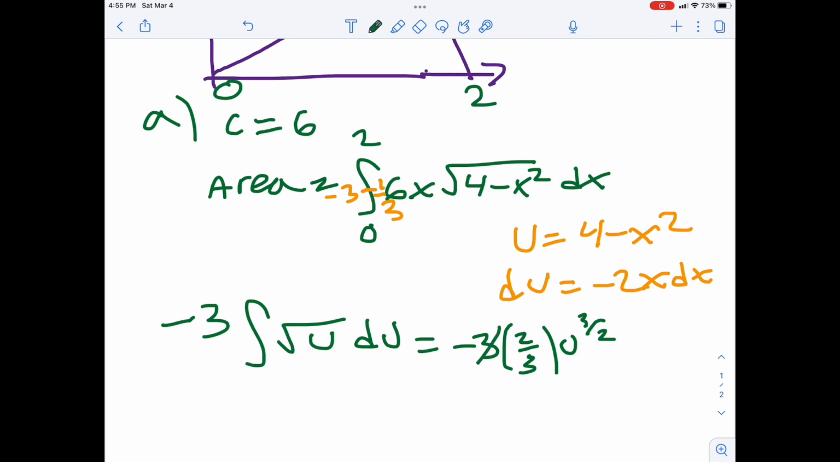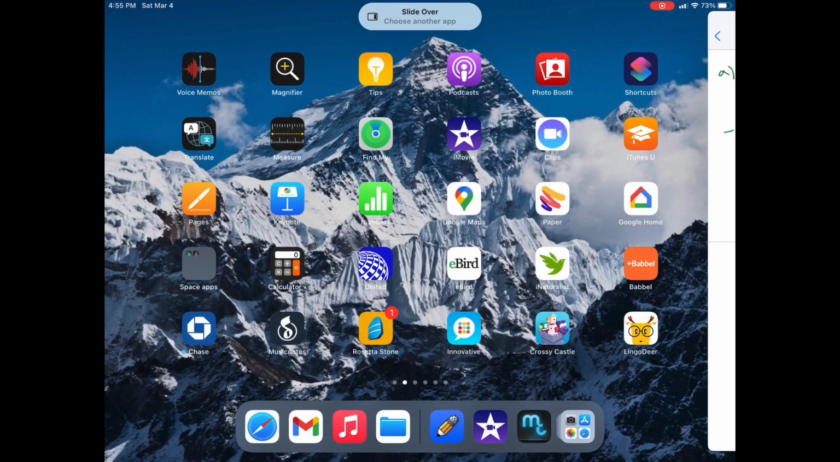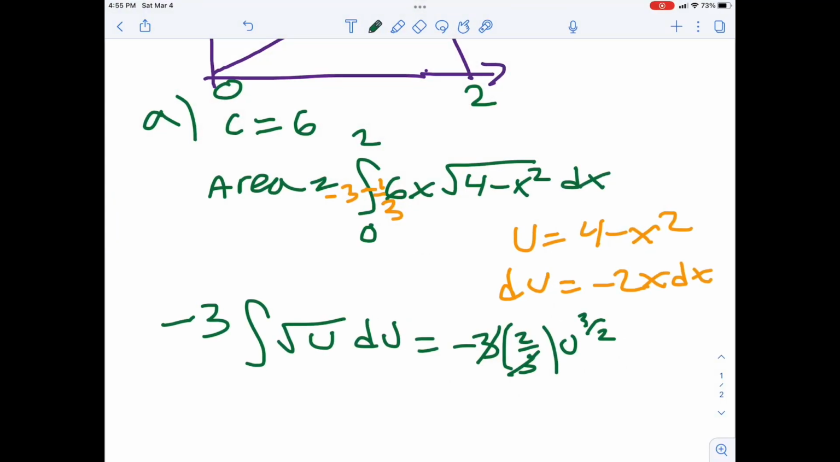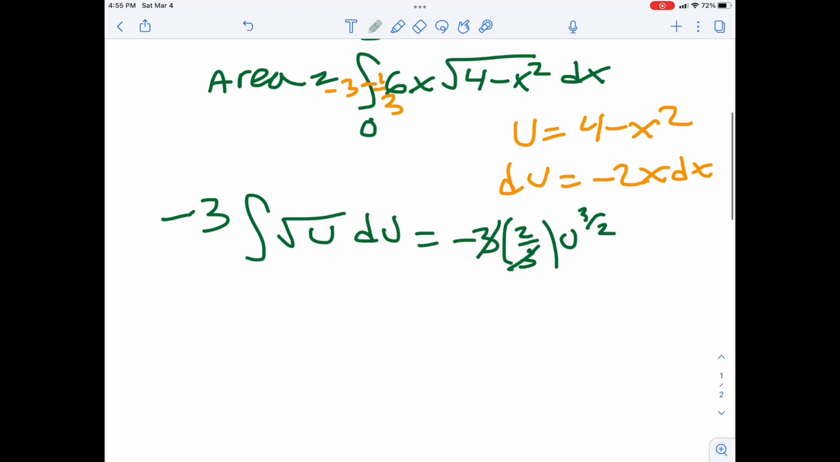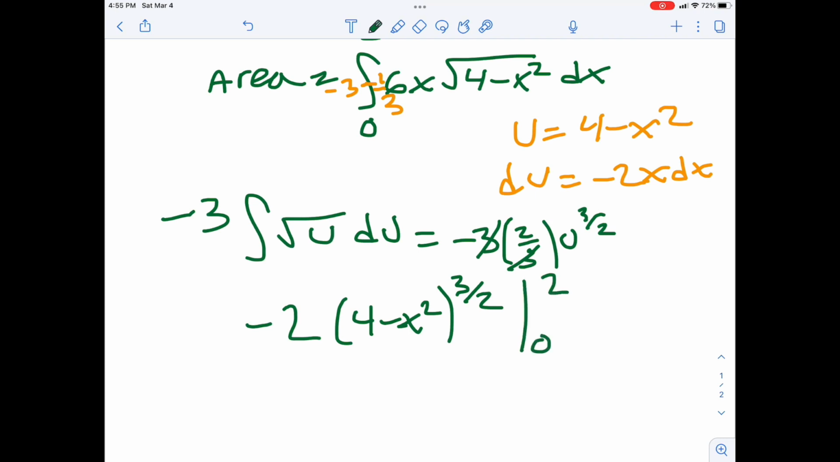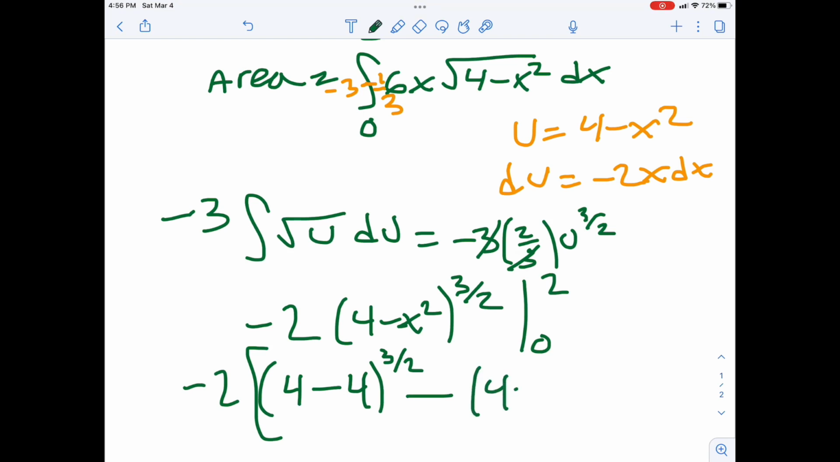Okay, so we'll see that my 3's will cancel out, and I'm left with negative 2 times, I'm going to plug back in for u, so 4 minus x squared to the 3/2, and then I'm going to use my limits of integration, so 0 to 2. So I'm left with negative 2 times 4 minus 4 to the 3/2, which will just be 0, minus 4 minus 0 to the 3/2.